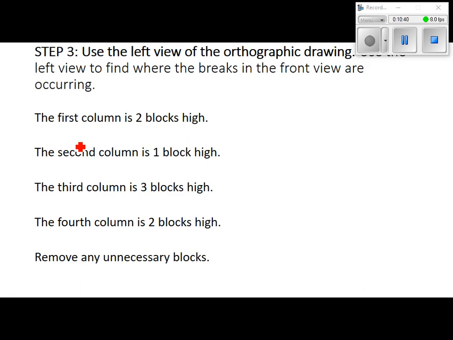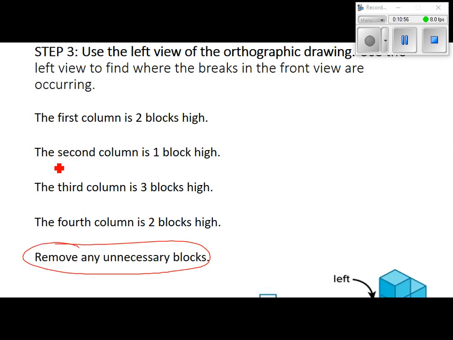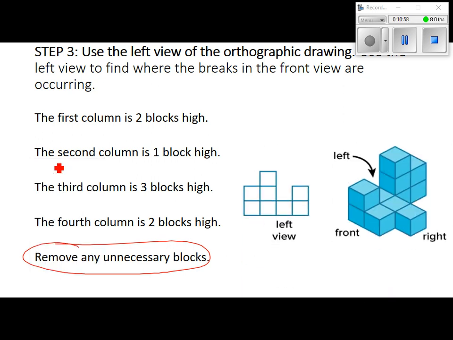Step 3, use the left view. The first column is 2 blocks high, the second column is 1 block high, the third column is 3 blocks high, the fourth column is 2 blocks high. Remove unnecessary blocks. We may have drawn in some blocks that shouldn't have been there, which we did on that last one.